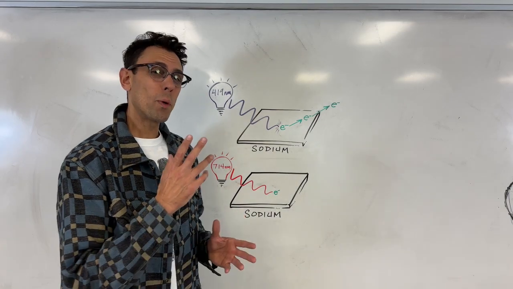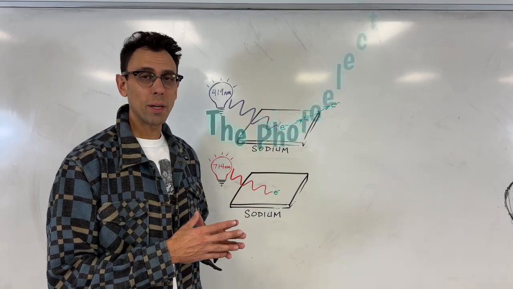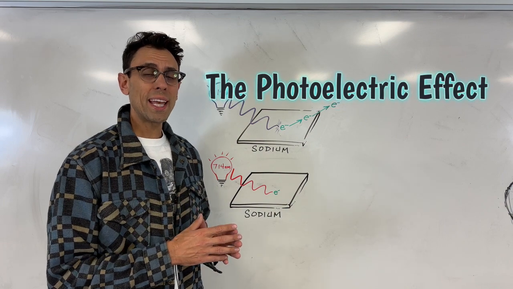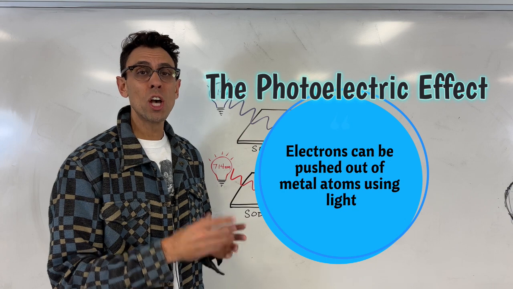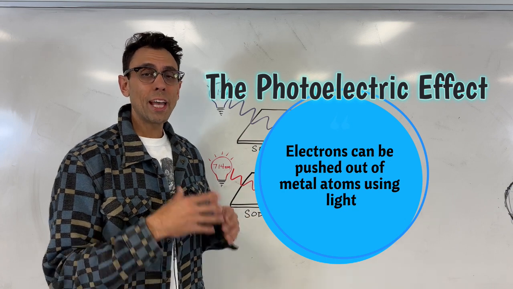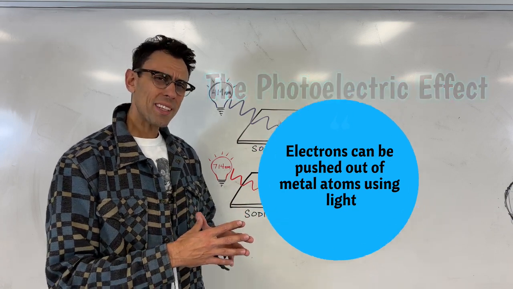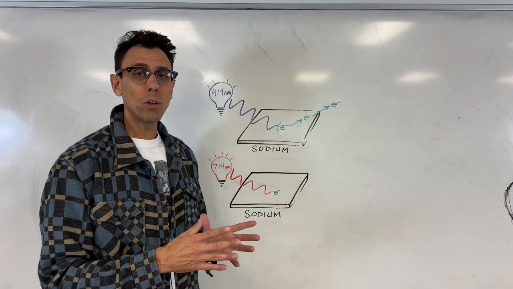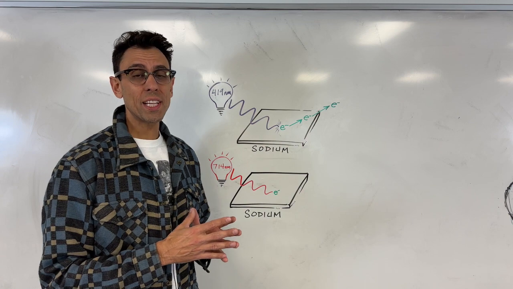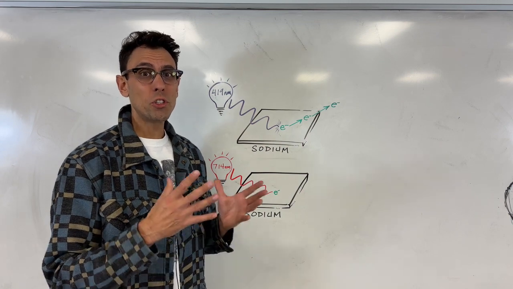So in summary, what we just saw in the lab was the following. The photoelectric effect is a method by which electrons can be pushed out of metal atoms using light. Experimentation shows that it's not just any light, and there's even more. Depending on the metal, the type of light required to get the photoelectric effect to work changes.